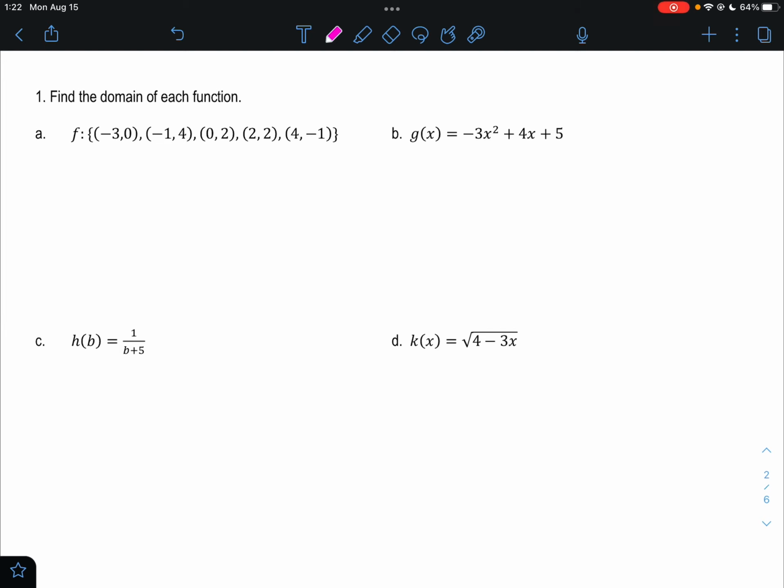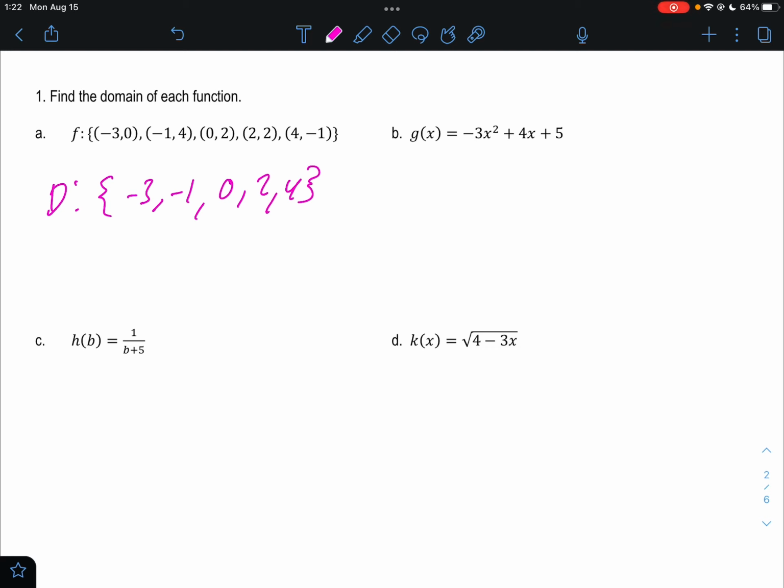First one, what is the domain of this function? This is just 5 points. Okay, so our domain is just going to be the 5 x values we see there in numeric order: -3, -1, 0, 2, and 4.